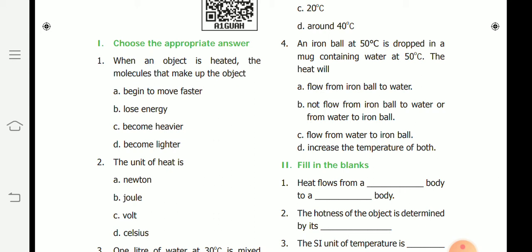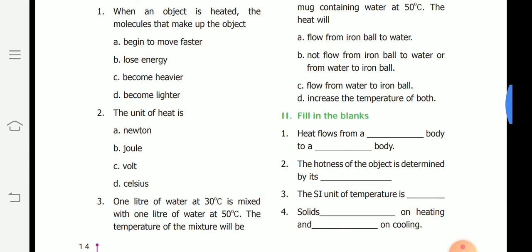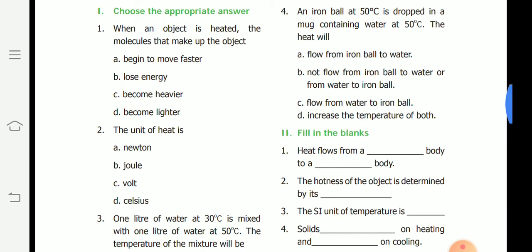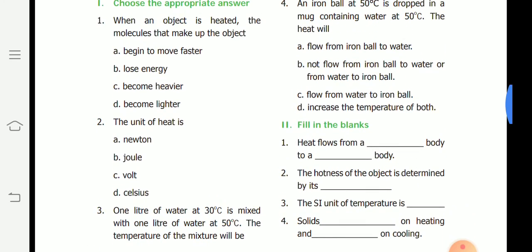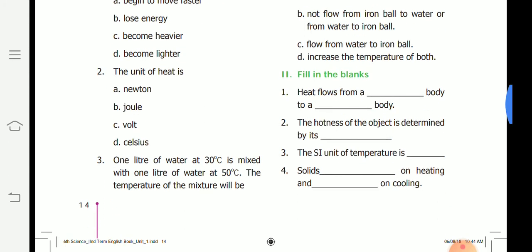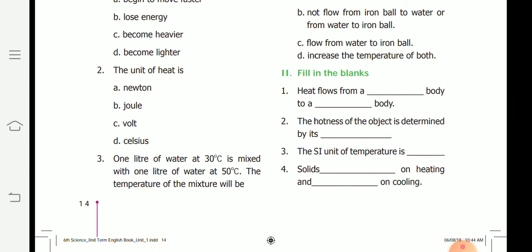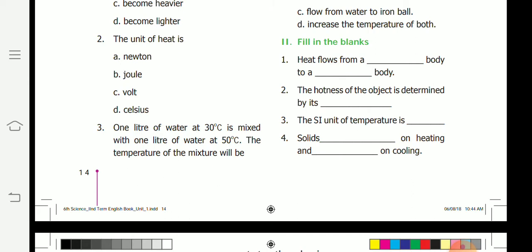The first one: when an object is heated, the molecules that make up the object dash. The answer is begin to move faster. Answer is A. Next one, the unit of heat. The unit of heat is joule.